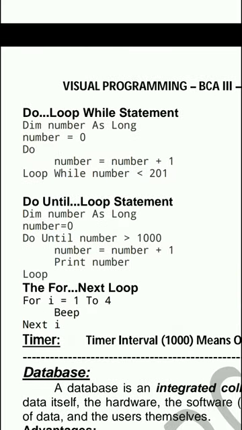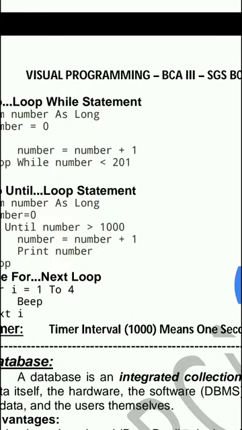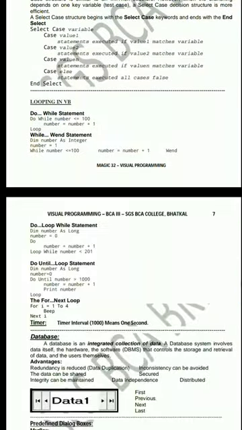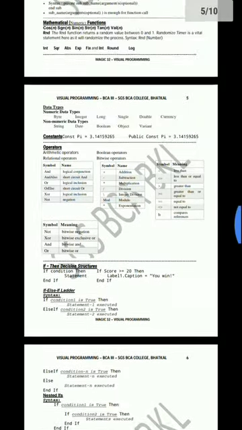The timer is a very special component in VB, where we set a special property called interval. 1000 milliseconds is nothing but 1 second. So this is about Visual Basic, an introduction to Visual Basic.